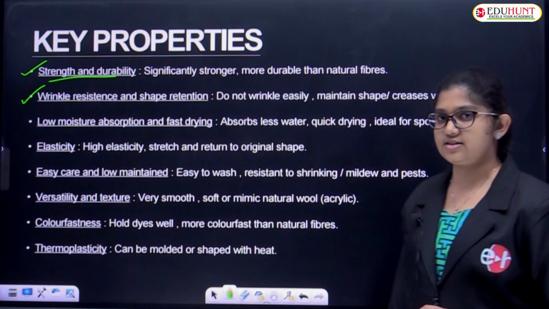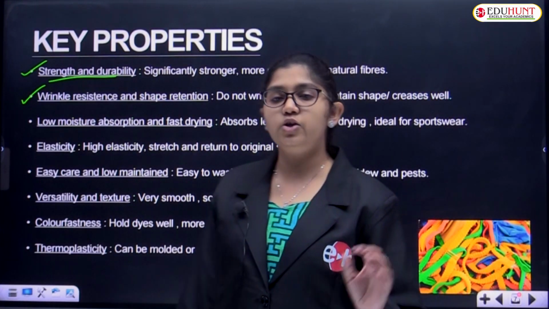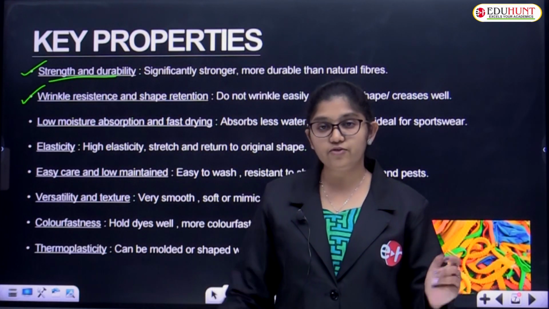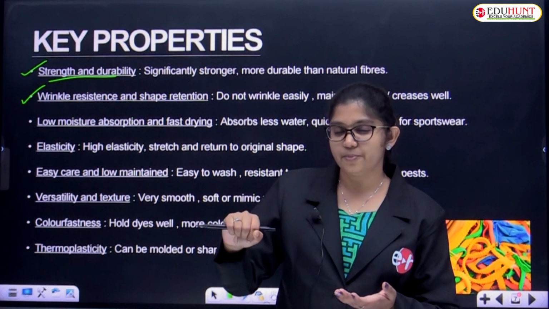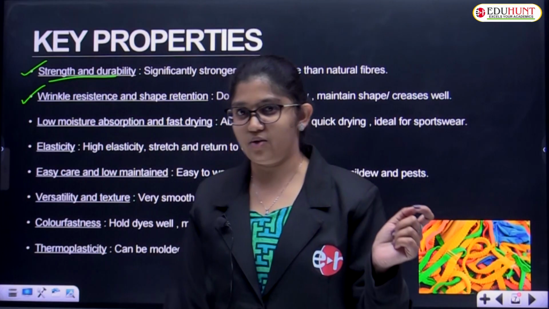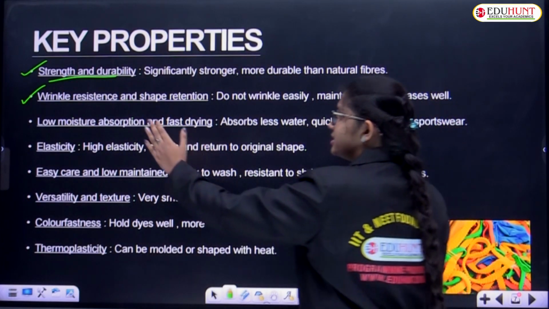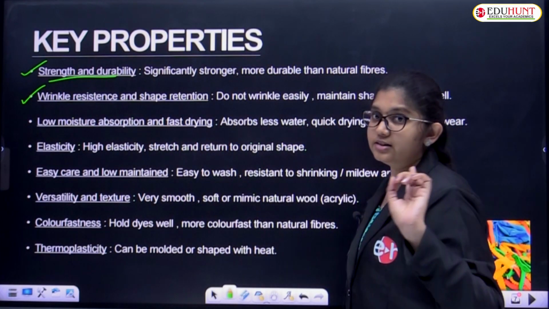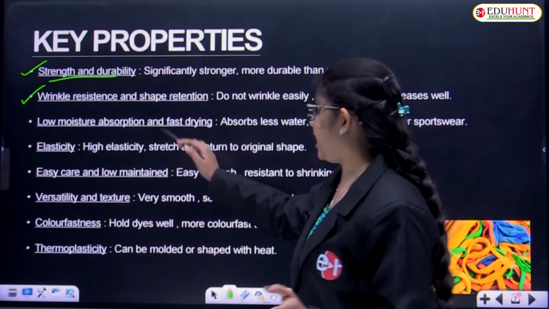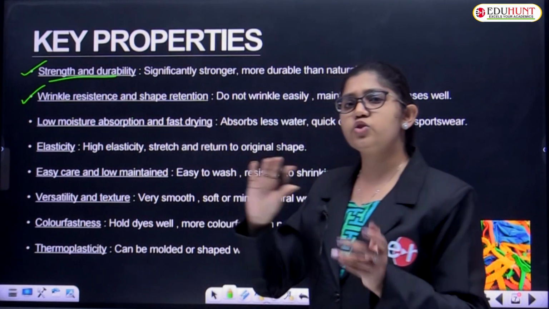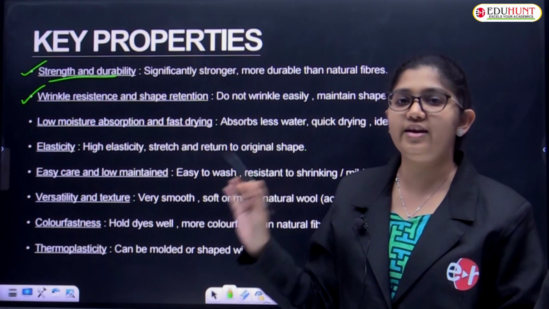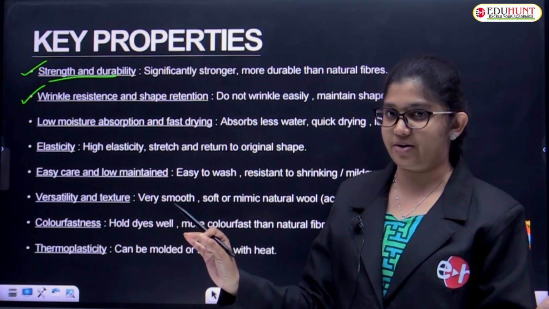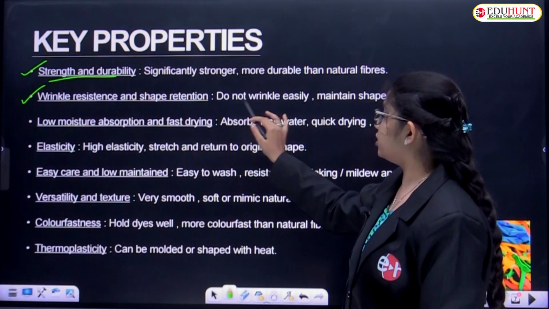What is wrinkle resistance? What is a wrinkle actually? You know, wrinkles, children? You iron to get rid of the wrinkles. Here resistance means it does not wrinkle. It is wrinkle resistance and shape retention. Even if you fold it or crush it, the original shape doesn't go anywhere in a synthetic fabric. So they do not wrinkle easily.